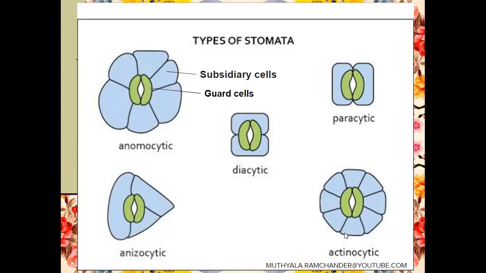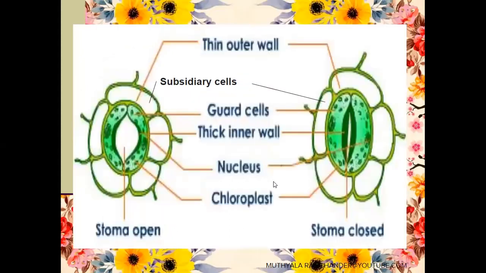Rarely in dicotyledons, the actinocytic stomatal complex is present. Around the two guard cells, eight subsidiary cells are present. This type of stomatal complex is called actinocytic. The stomatal complex mainly participates in transpiration. Transpiration means water vapor comes out from the leaf through the stomatal complex.